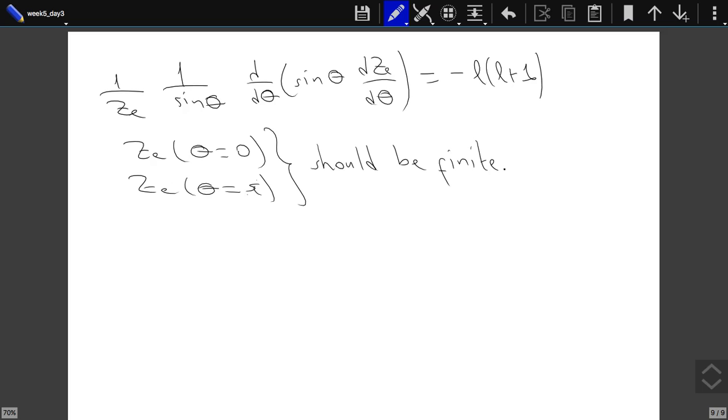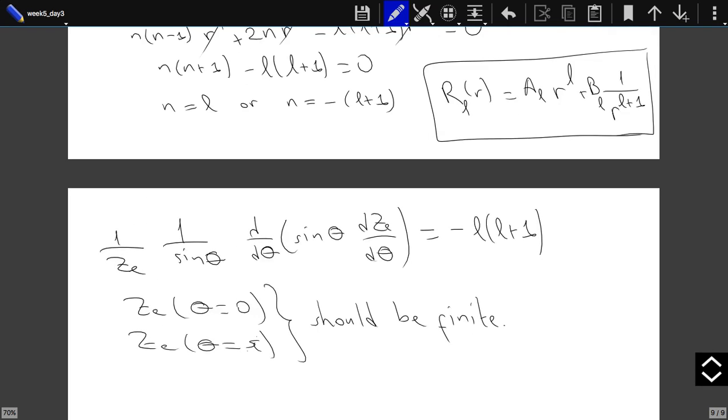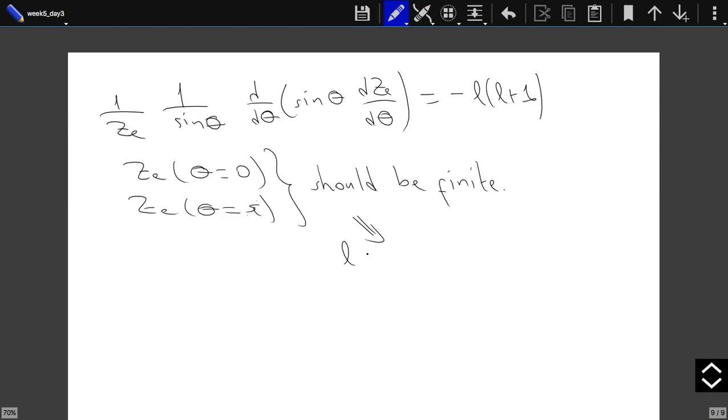Now, among the two solutions of this equation, one of them is not finite at theta equal to 0 or theta equal to pi. And such solutions exist that are finite at theta equal to 0 or theta equal to pi if L is a positive integer. L is an integer. That is one thing. L should be an integer, otherwise the solutions are not finite.